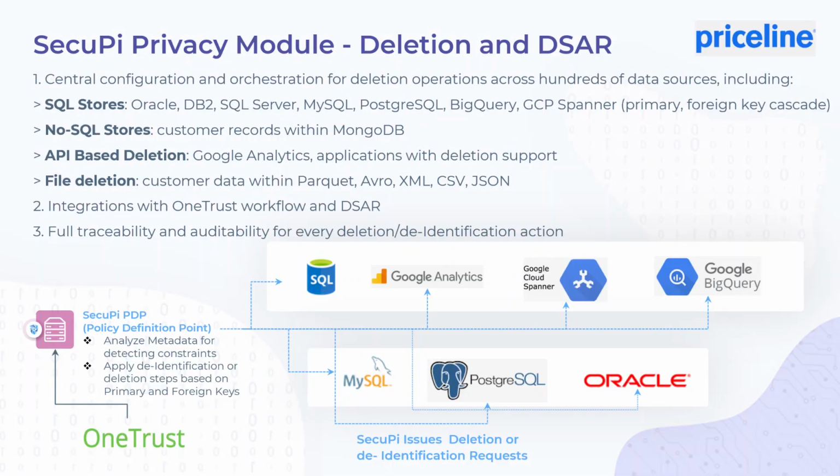One of our customers is Priceline. They use the SecuPi solution to delete records across hundreds of data sources. Those include SQL data stores such as Oracle, DB2, SQL Server, MySQL, and others; NoSQL stores such as MongoDB; and API-based solutions such as Google Analytics and applications with deletion support. We also help them delete information within files such as Parquet, Avro, XML, CSV, and JSON files.